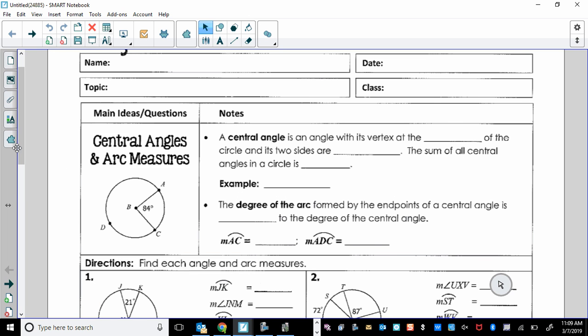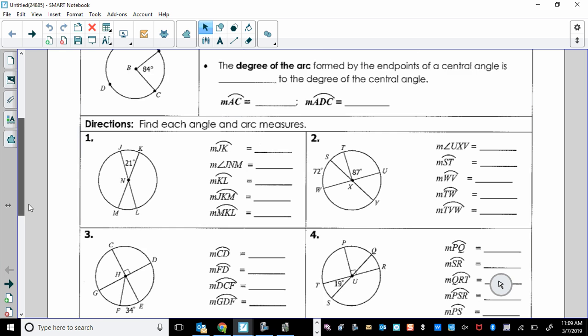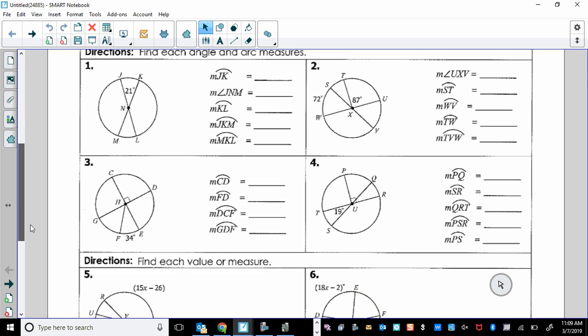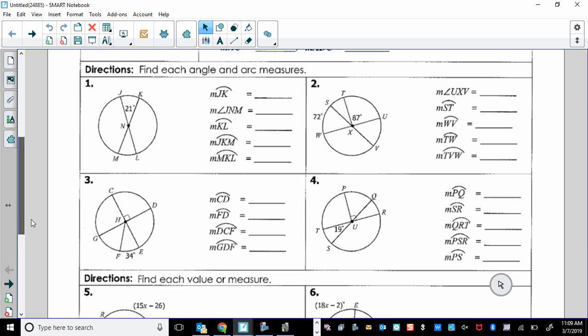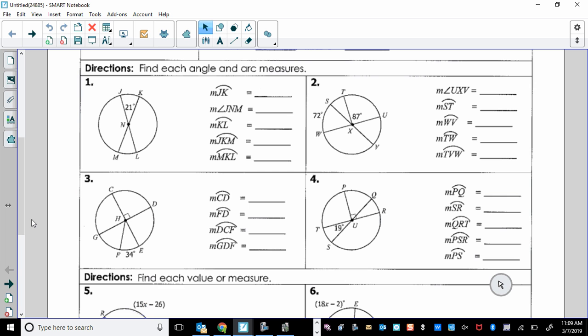Okay, so let's do a couple of problems. I'm doing it a little bit different this year, just for this unit. Since we don't have a lot of time, I don't want to do notes and then classwork. I just want to start the classwork with the notes so that we can use all the time we have together. Okay, so find the measure of each angle and arc measure given.